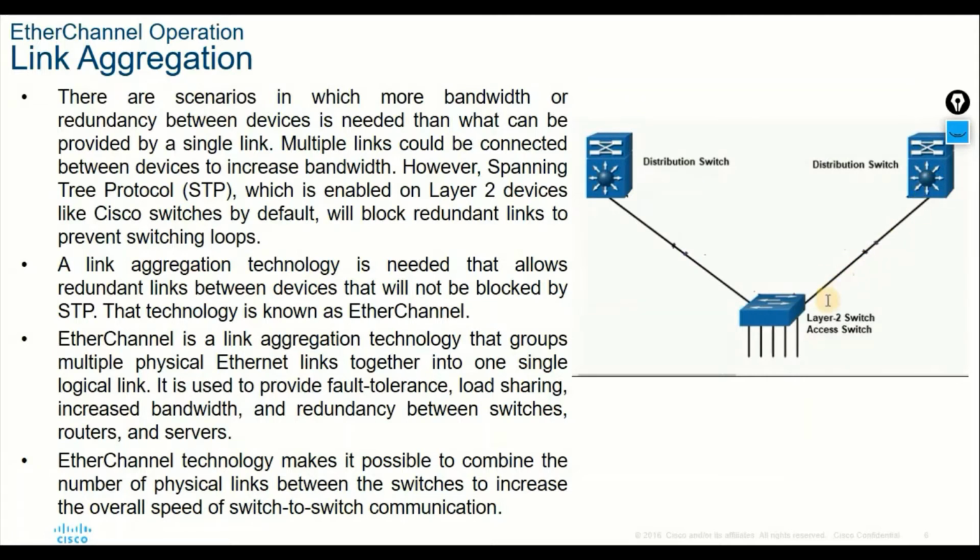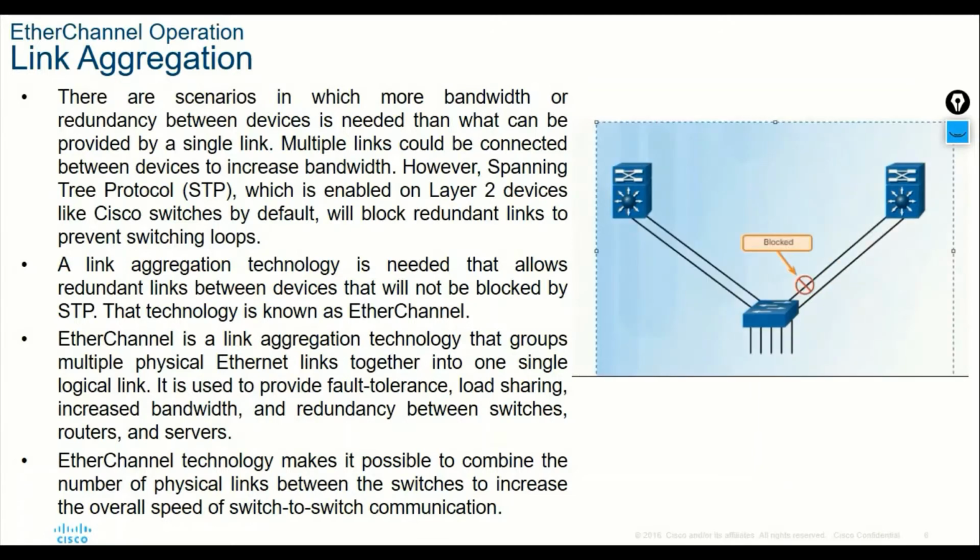By configuring a redundant link or by connecting multiple links between the access switch and the distribution switch, we can increase the bandwidth. In this scenario, the access switch and distribution switch are connected by using redundant links or multiple links. So, a simple way to increase the bandwidth is creating redundant links or multiple links between the devices and to combine the number of physical links between the switches to increase the overall speed of switch-to-switch communication.